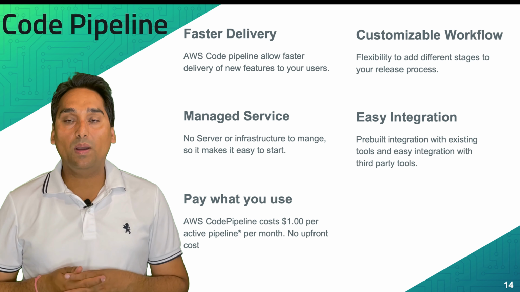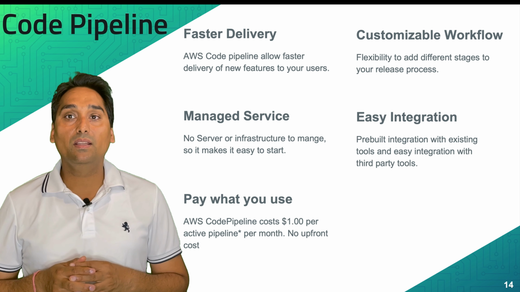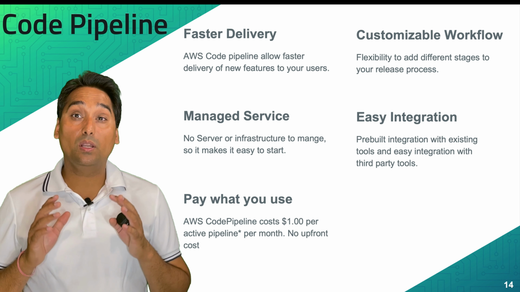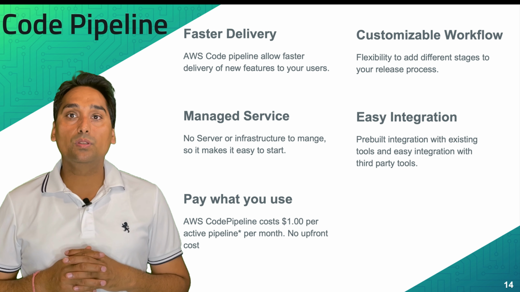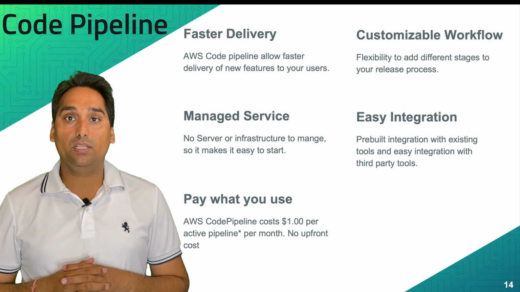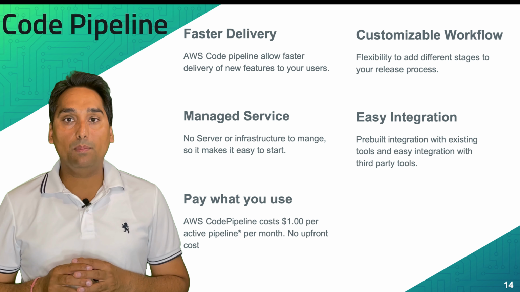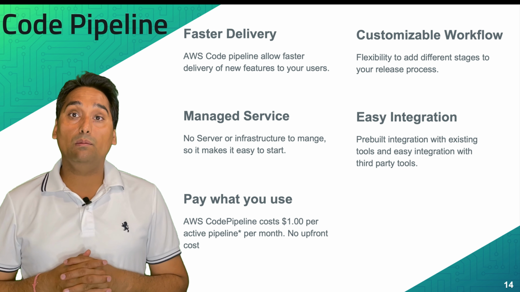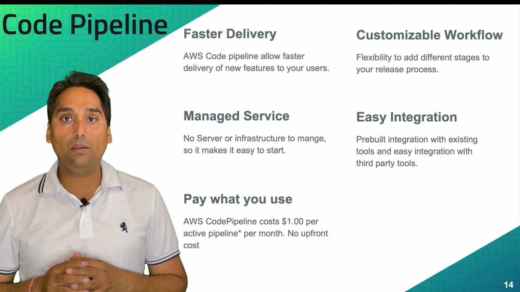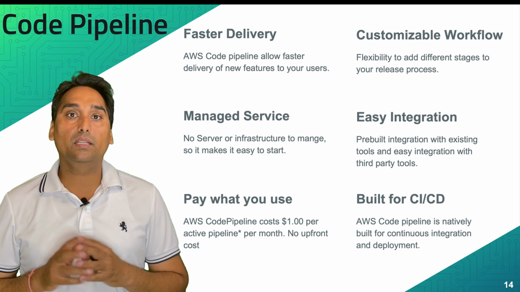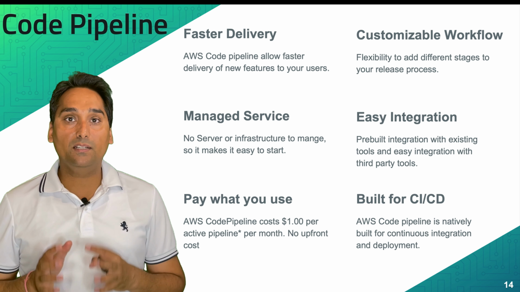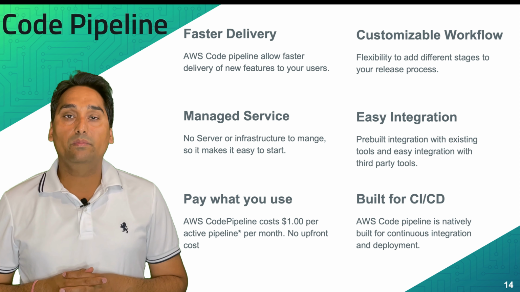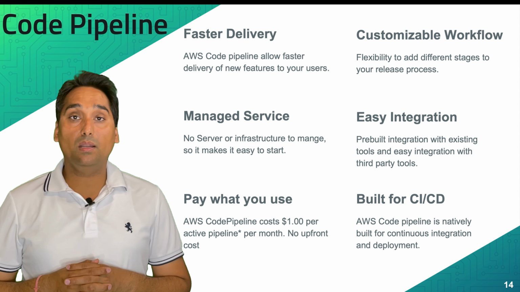Another benefit is pay for what you use. AWS CodePipeline is very cost effective and there is no upfront cost associated. You only pay for what you use. AWS CodePipeline costs just $1 per active pipeline per month. Another advantage is built for CI/CD. AWS CodePipeline is natively built for continuous integration and continuous deployment, and it fits agile development to reduce time to market. So that's a huge win if you are using AWS CodePipeline.